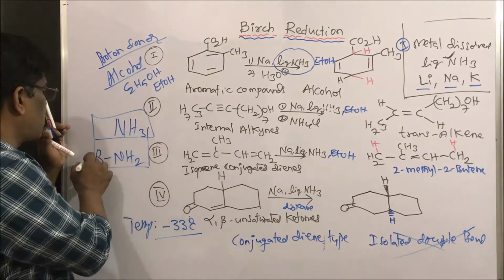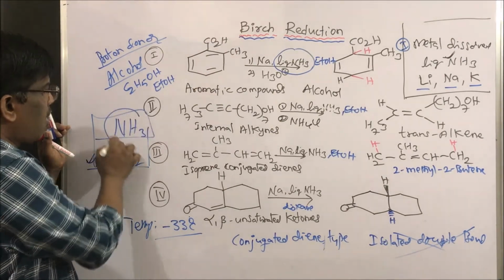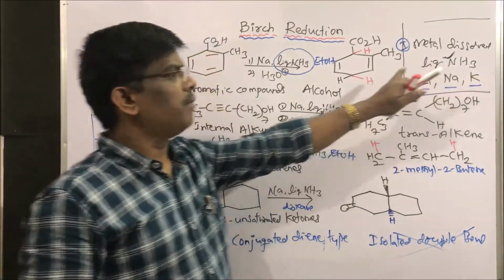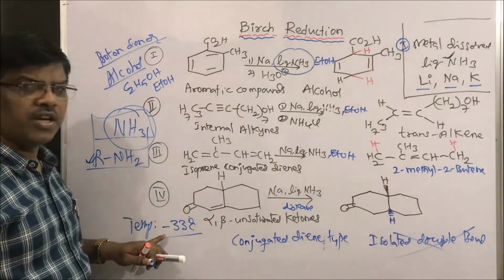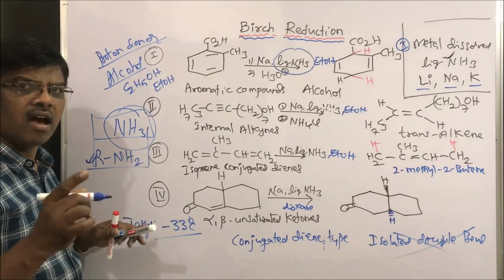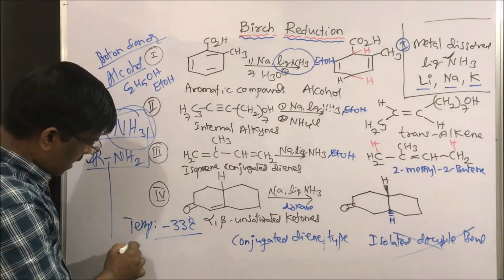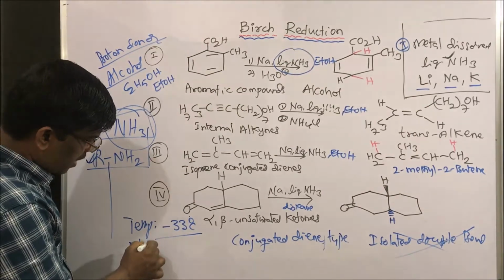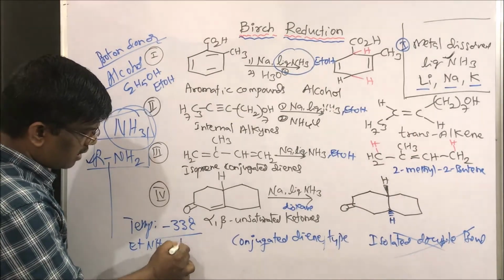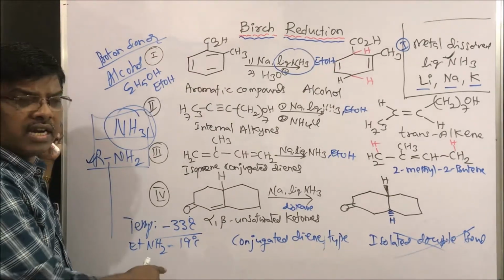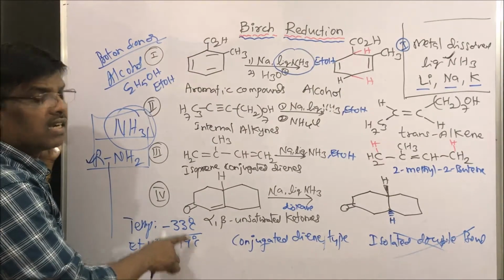Sometimes only. It is not regular. The common thing is to use only liquid ammonia. The temperature is usually minus 33. However, if we use, for example, ethylamine, we can do the reaction at 19 degrees centigrade. So it is more or less at room temperature.